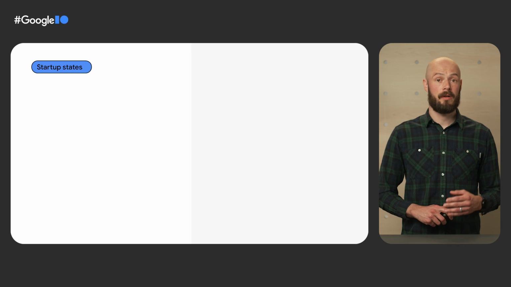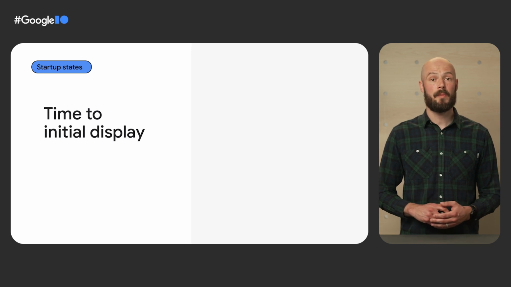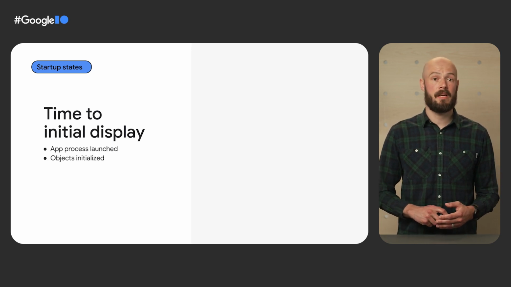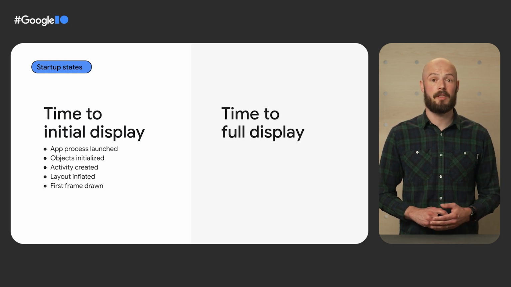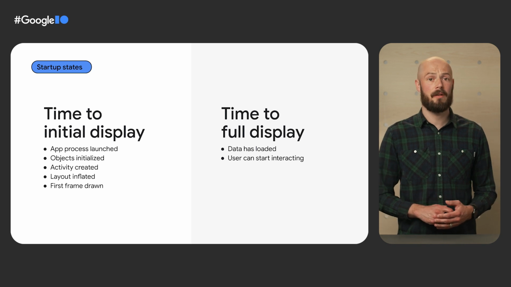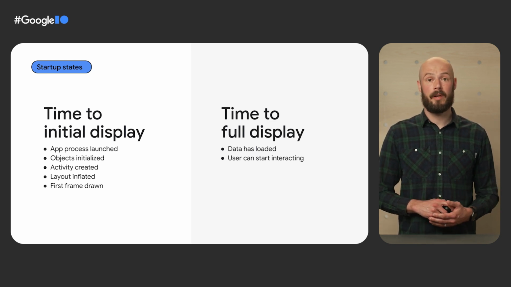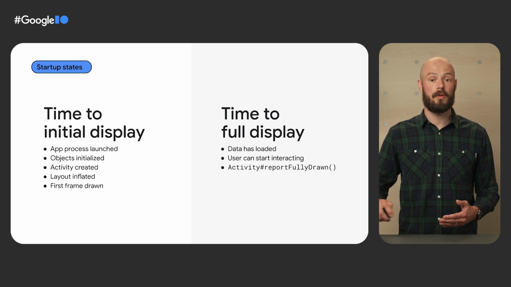Each app start can be measured in 1 to 2 end states. The first and the faster one is time to initial display, or TTID for short, which means that your app has launched, objects and dependencies have been initialized, and the launcher activity has been created. The first frame of your app has also been drawn. The second metric is time to full display, or TTFD. At this point, all relevant data in your app has loaded, and the point of display has already passed. The user can now start interacting with the loaded content of your application. Because each app is usable from a different moment on, Android can only tell you when your app is initially displayed, and you have to let the framework know when your app is usable by calling activity's reportFullyDrawn method.